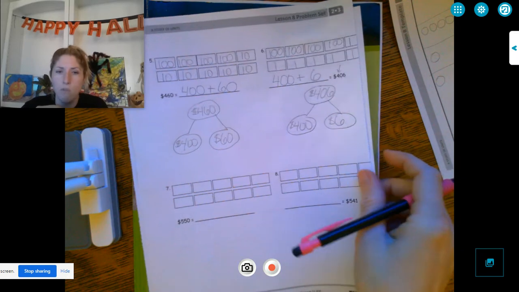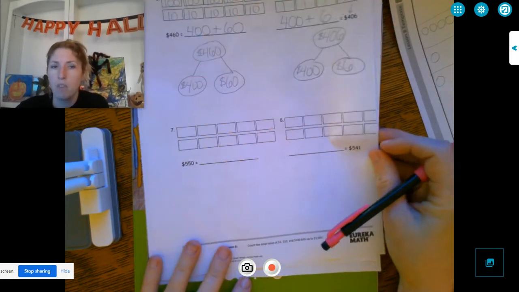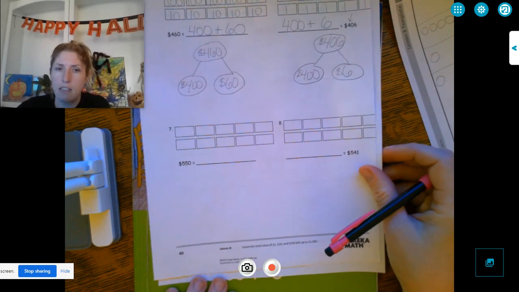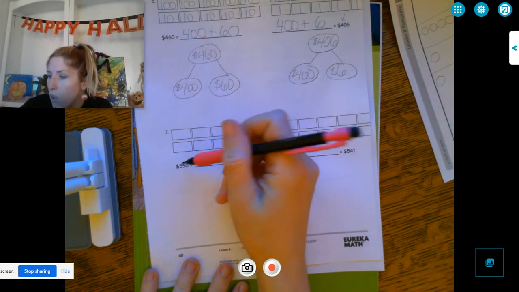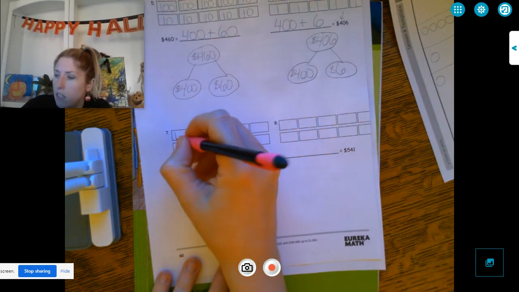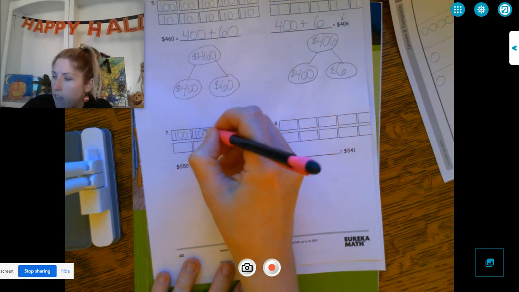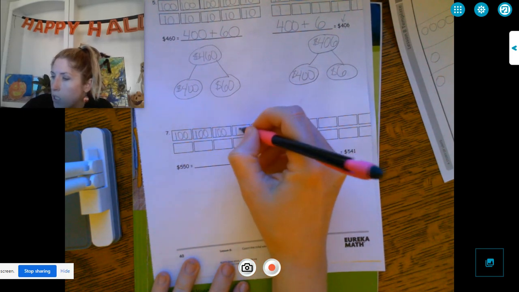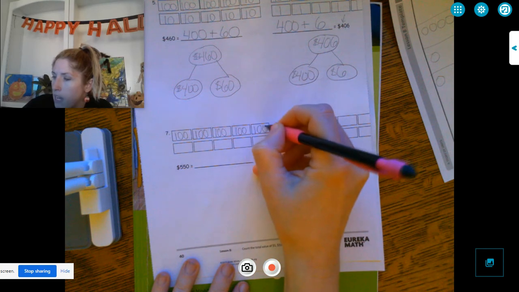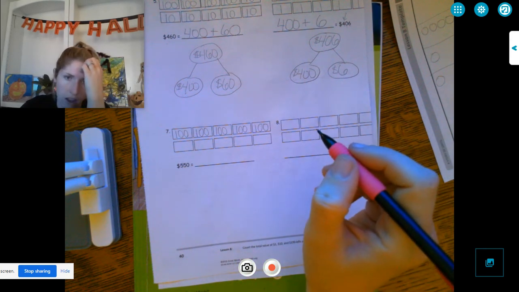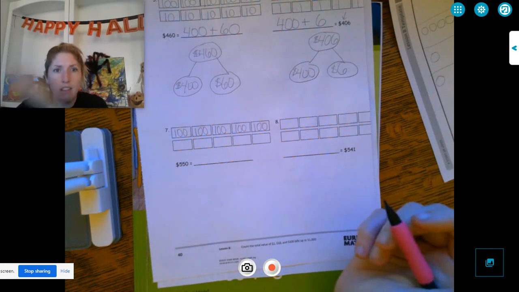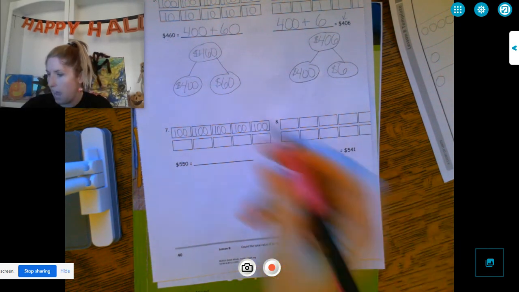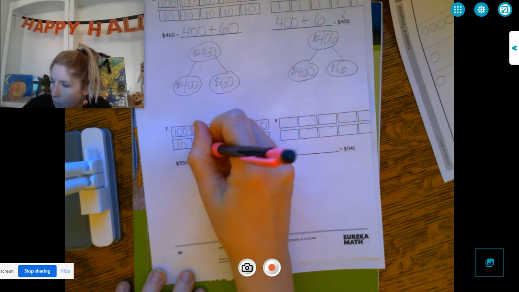All right, 2 more. We're almost there. 550. Let's look at the hundreds place first. And how many hundreds do we need? We need 5 hundreds. So let's put 100 on 5 of these, which is the whole top row, since they put them in nice, neat rows of 5 for us. Okay, and then how many tens do we need? Look, we need 5 tens, so the whole bottom row.